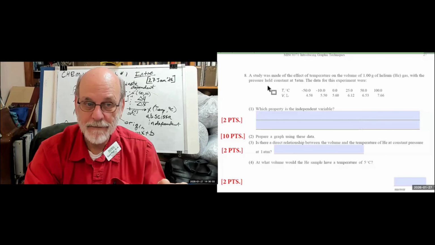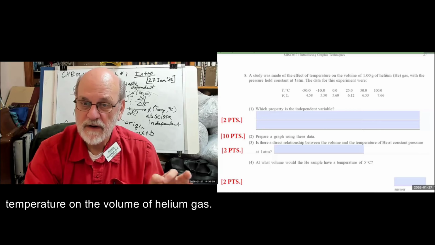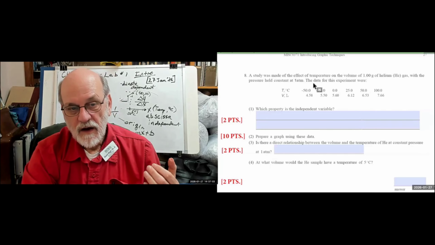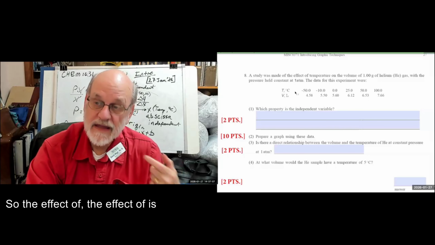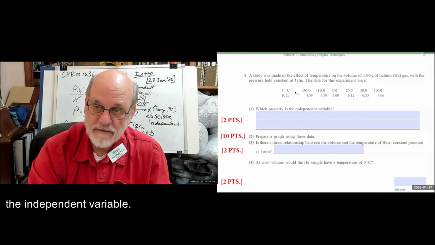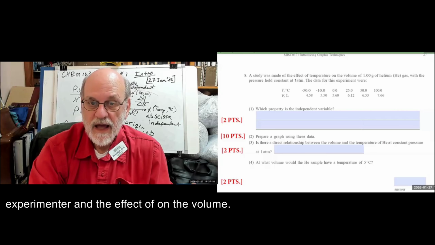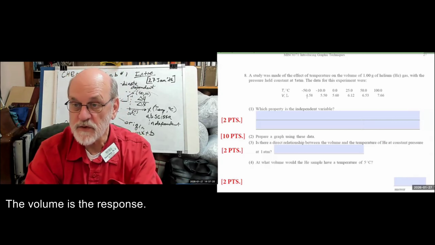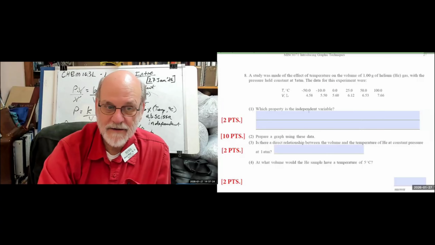Here's your data, right? A study was made of the effect of temperature on the volume of helium gas. That's a good title. The temperature is the independent variable. The temperature is what you control as the experimenter. And the effect is on the volume. The volume is the response. The volume is the y-axis.